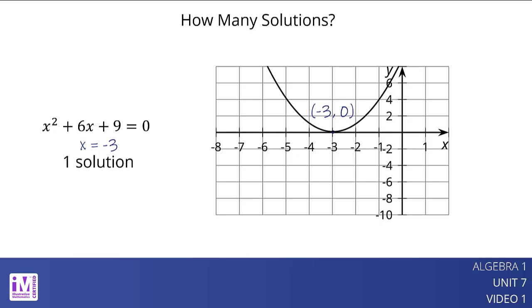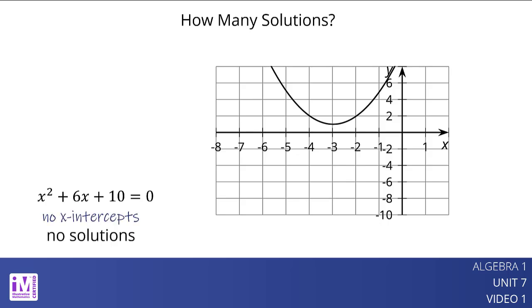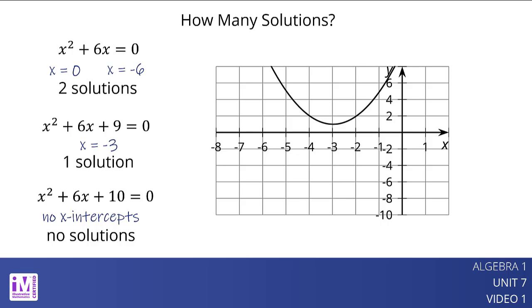Now let's look at x squared plus 6x plus 10 equals 0, and then graph the equation y equals x squared plus 6x plus 10. The graph shows no x-intercepts, so there are no solutions to the equation x squared plus 6x plus 10 equals 0. Quadratic equations can have 2, 1, or no solutions.